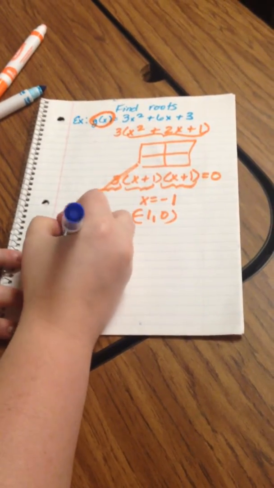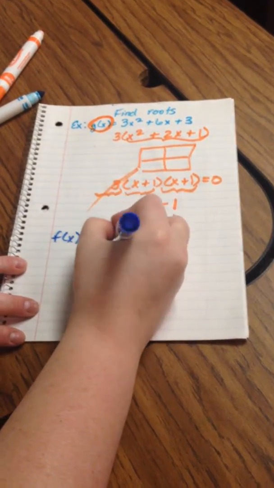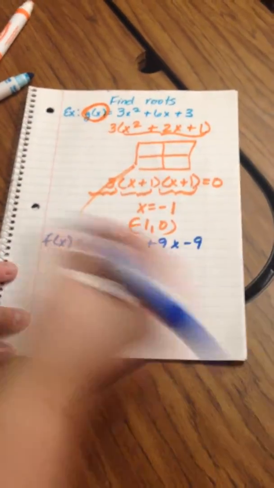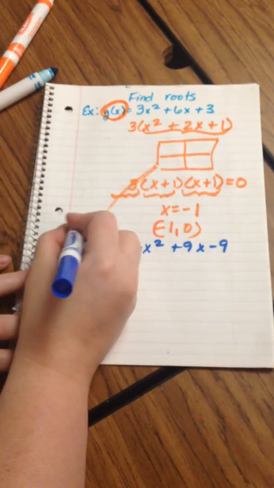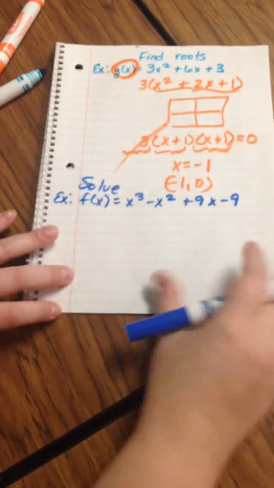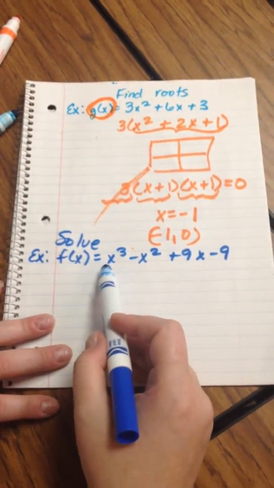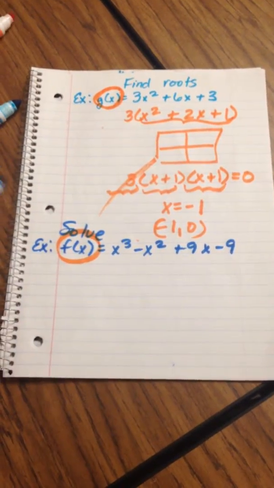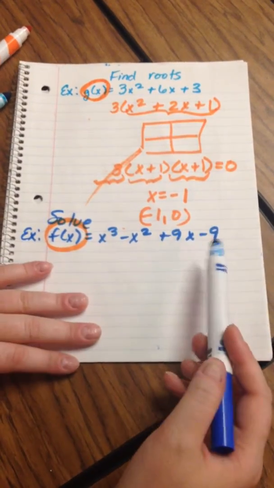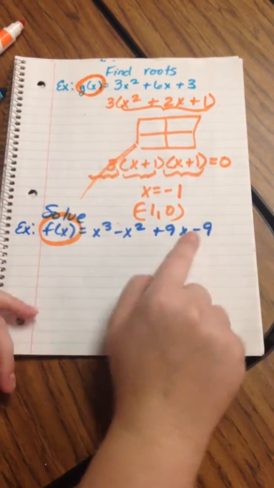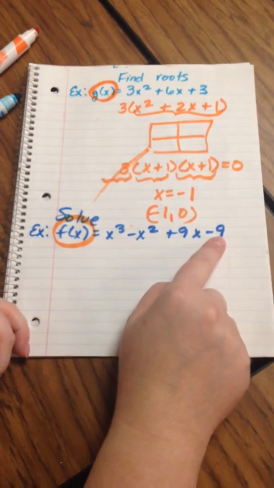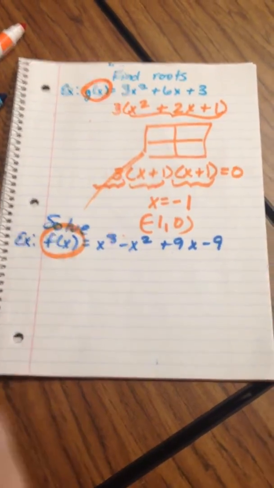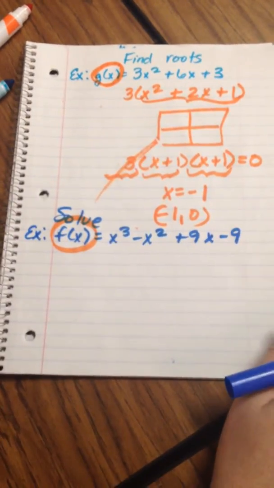Let's say I have f of x equals x cubed minus x squared plus 9x minus 9. If I want to solve this, first we have to make this f of x equal to 0. Then next, if you look, there's no GCF. You might say it's x, but there's not an x on this last number. You might say it's 9, but there's no 9s on these first two things. So there's no GCF, so you just go straight into the box.